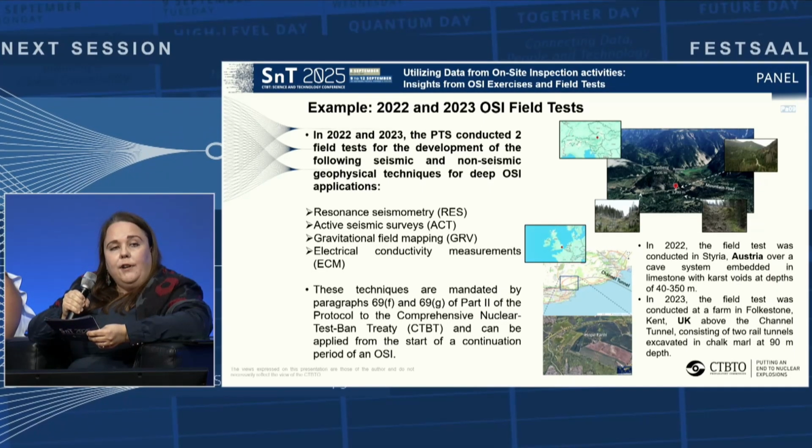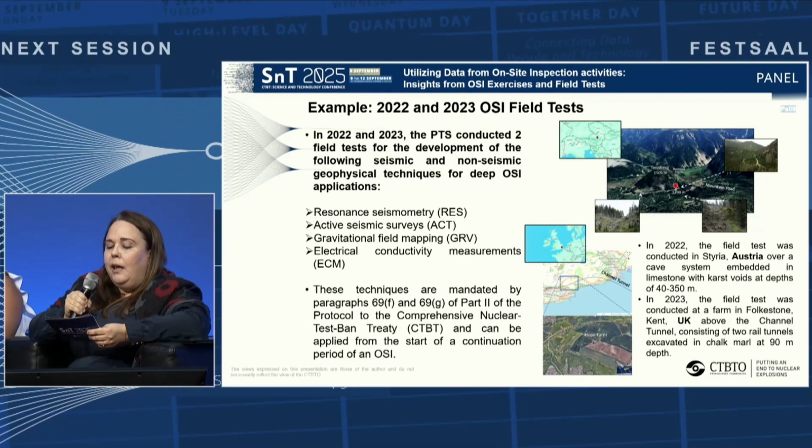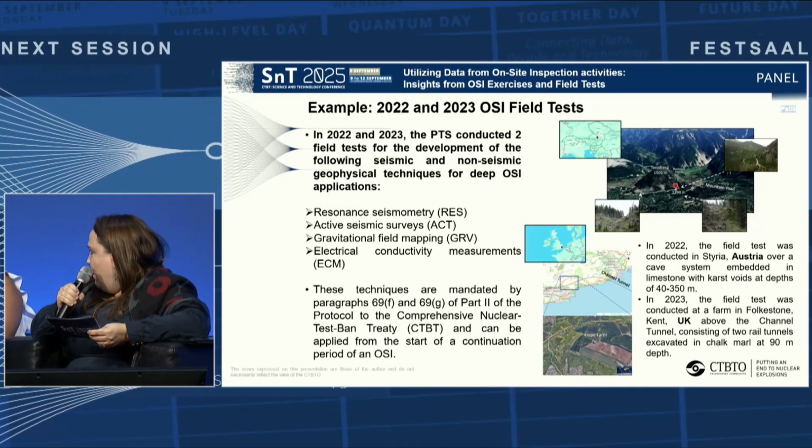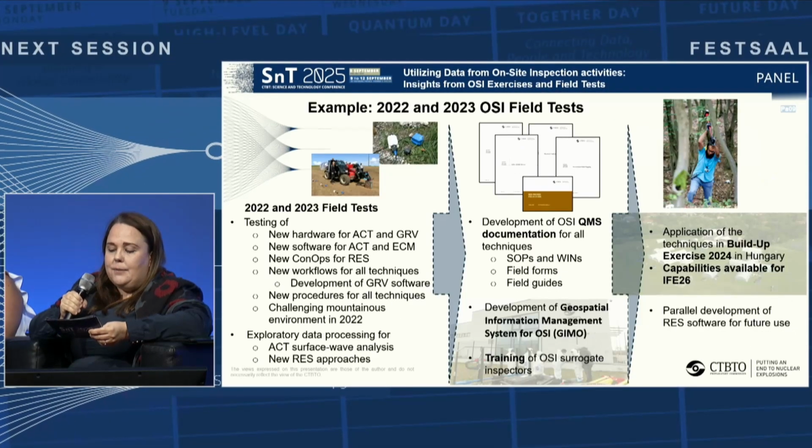In 2022, the field test was conducted in Austria in a challenging mountainous environment over a cave system. And in 2023, the field test was conducted at a farm in the UK above the railway tunnel. The cave system and rail tunnels mimicked OSI-relevant targets for the validation of the techniques.